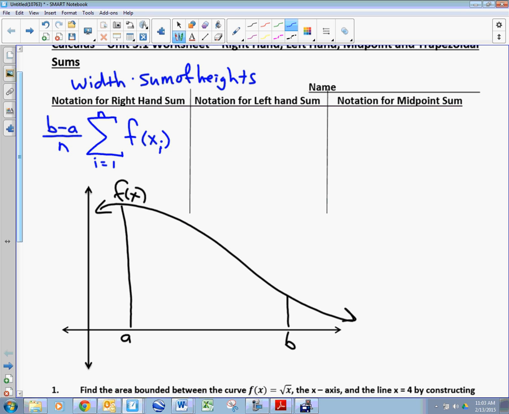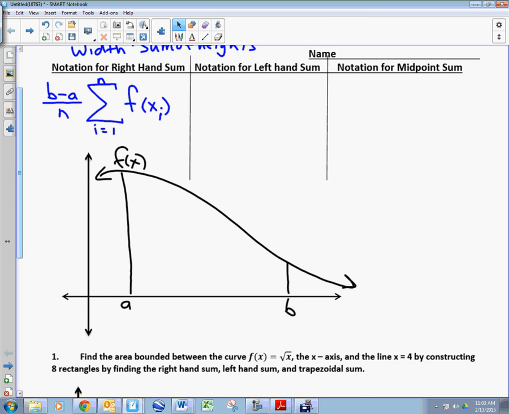But let's just look at an example right here, okay? Suppose I've got this interval. I'll divide it up into four spaces. If I do the right hand sum, we'll call this x sub 1, x sub 2, x sub 3, this would be x sub 0, this would be x sub 4. When I do a right hand sum, what's the right side of this interval? x sub 1. But if I was doing a left hand sum, I would do x sub 0. So right hand sum, I'll do x sub 1, then x sub 2, then x sub 3, then x sub 4.